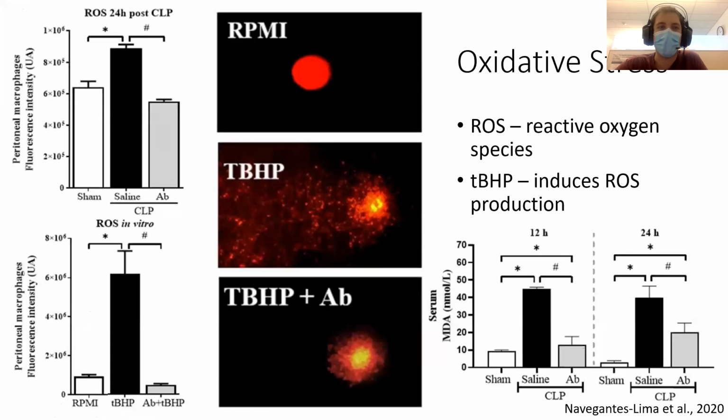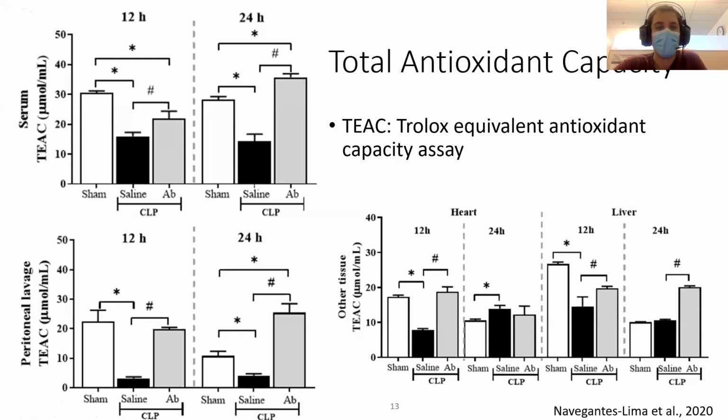I just had a quick question on these slides, and I guess the next ones too. In this case, does the hashtag indicate higher significance than the asterisk? So the hashtag is significance between the two CLP groups, and the star is significance between the sham group and one of the CLP groups. Perfect. Thank you.